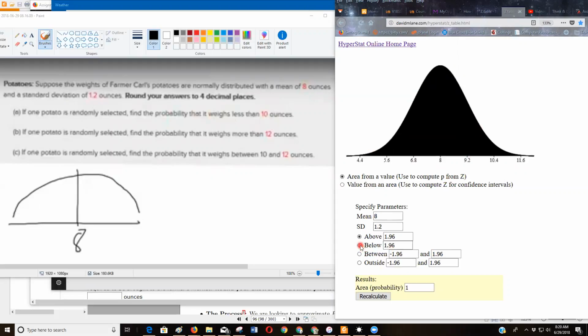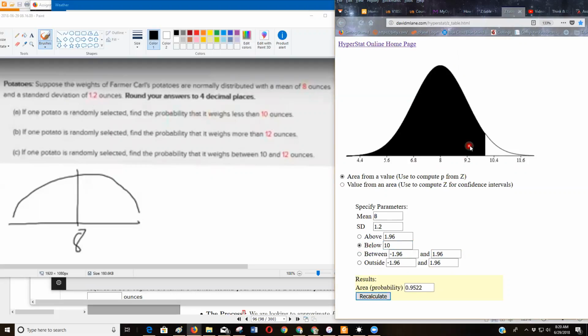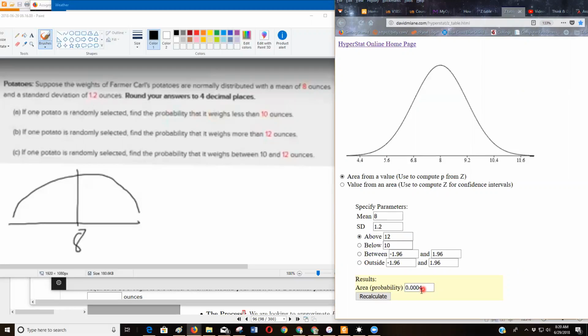So I'm going to go below. I'm going to select below, and I'm going to type in 10 and let it recalculate. And I don't remember what I did in the other video, but that should be about the same answer. Okay, so that's the one for A. And for B, weighs more than 12. We're going to go above, change it to 12. The mean and the standard deviation are the same.